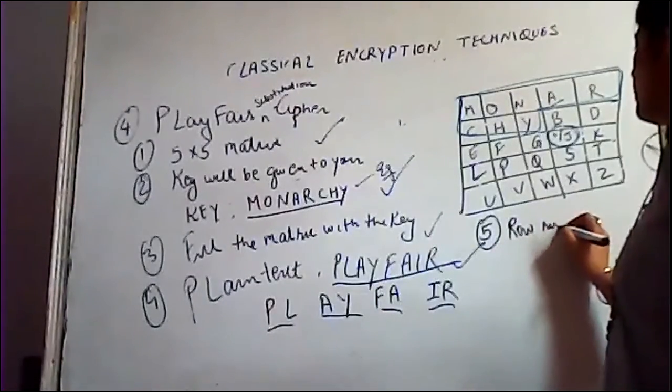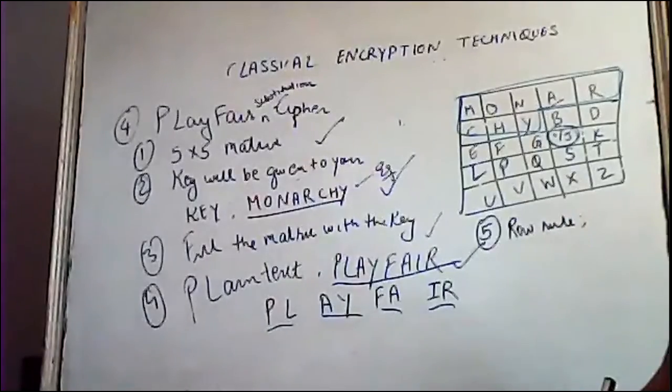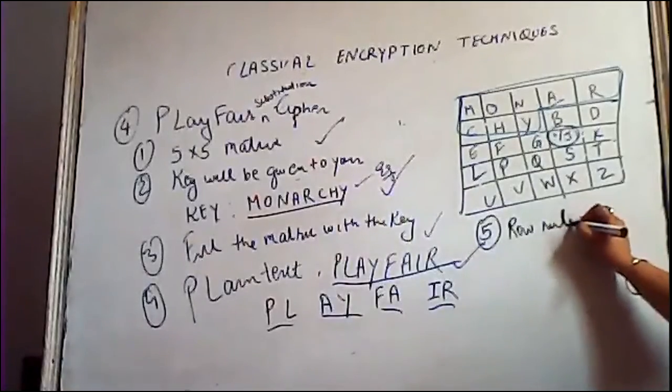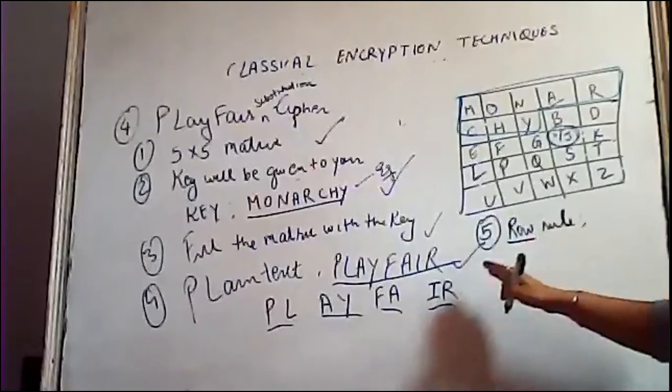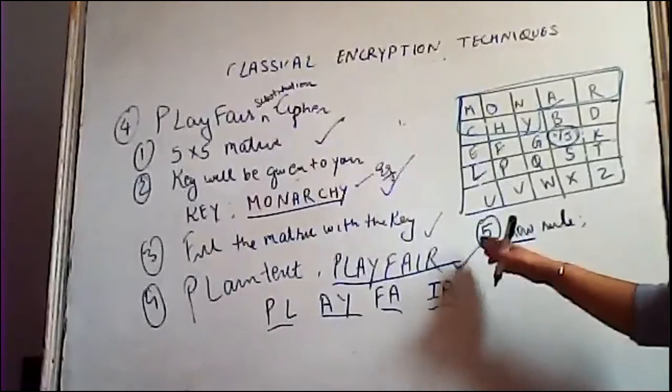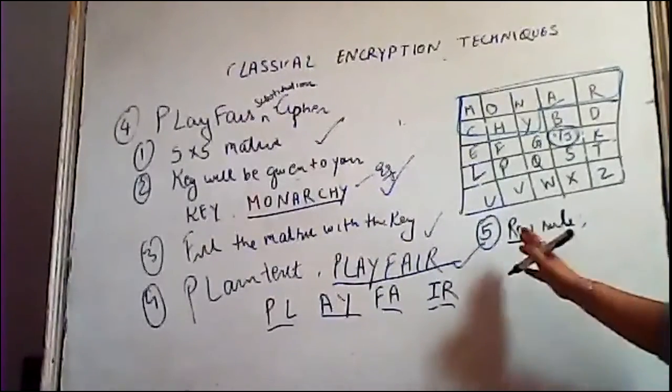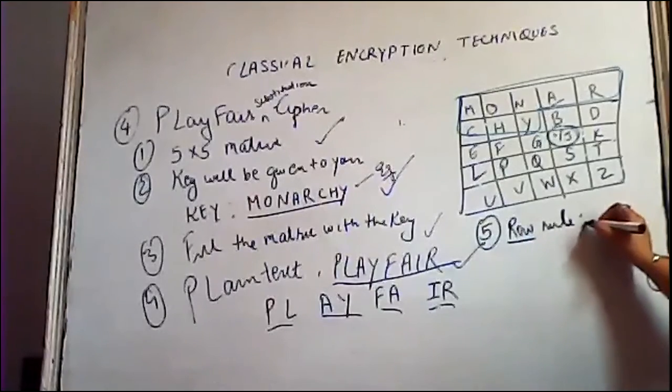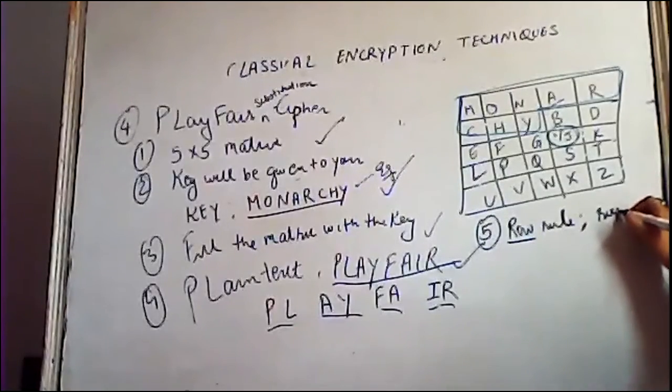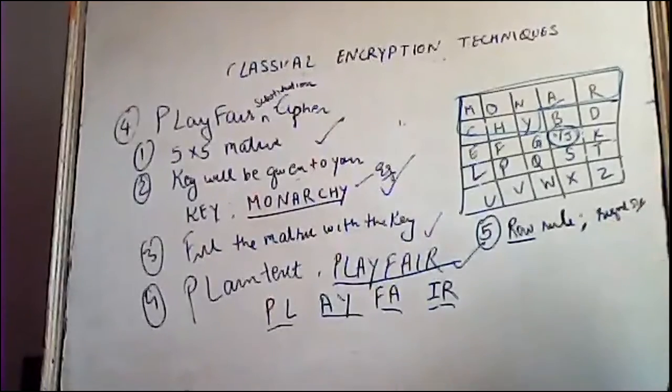Row rule. Now, what the row rule says is that if both alphabets of the same group belong to the same row, then take the alphabet on the right side. What is the row rule? By name you just remember. Row rule means if both alphabets belong to the same row, then you have to take the alphabet that is present on the right side. Fine. What is the example for this particular case?